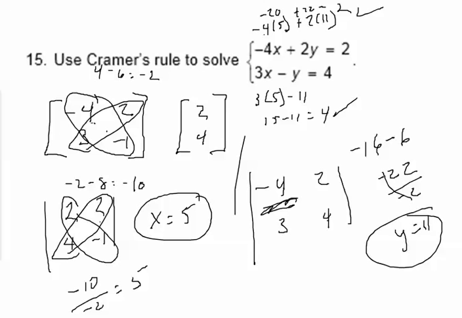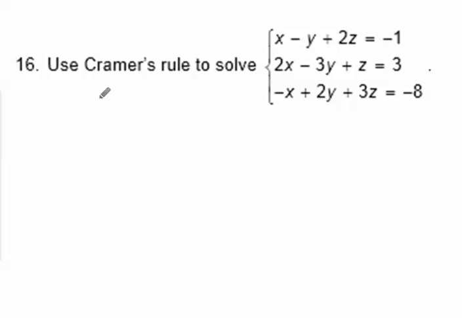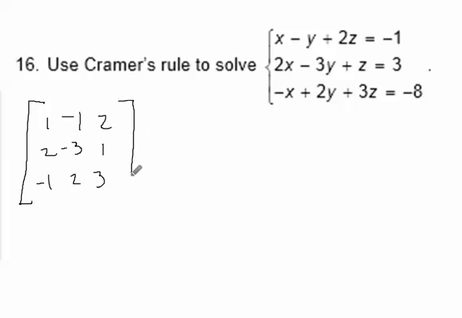2 by 2 matrices, easy. 3 by 3 matrices, not so easy. Okay? This is where I'm going to write the matrix down. Okay? 1, negative 1, 2, 2, negative 3, 1, negative 1, 2, 3. Okay? I'm going to find the determinant of this, whatever that determinant is.